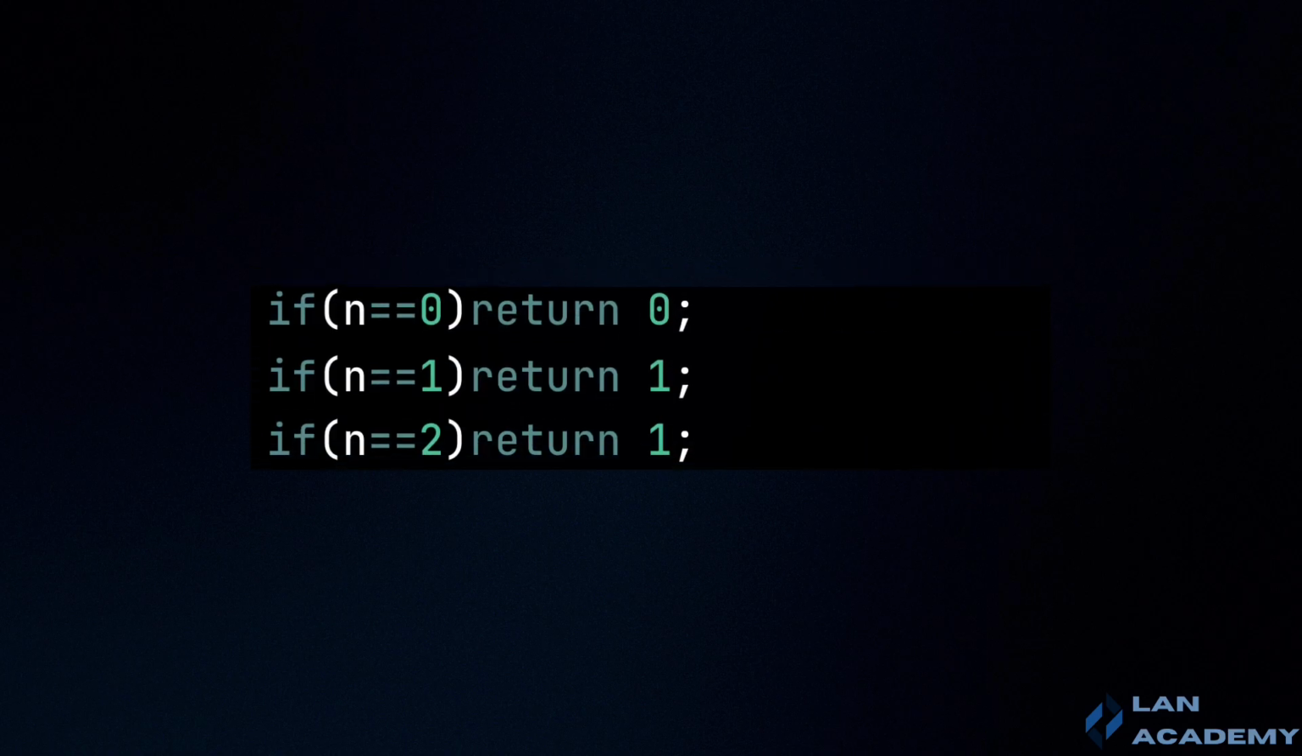The base cases for this problem are straightforward and follow directly from the sequence definition. If n equals 0, the function returns 0 because t0 equals 0. If n equals 1, the function returns 1 because t1 equals 1. And if n equals 2, the function also returns 1 because t2 equals 1. These base cases handle the simplest situations where n is one of the first three indices in the Tribonacci sequence, so no further calculation is needed.